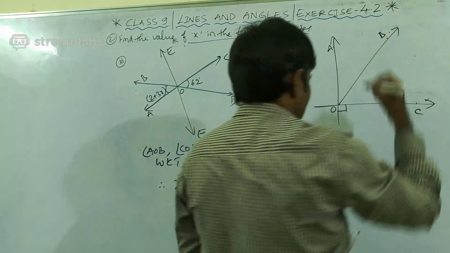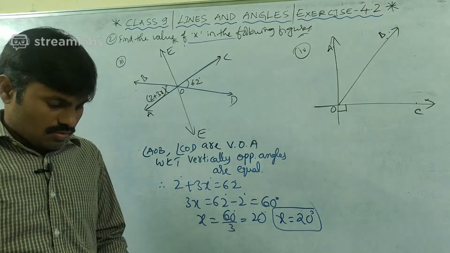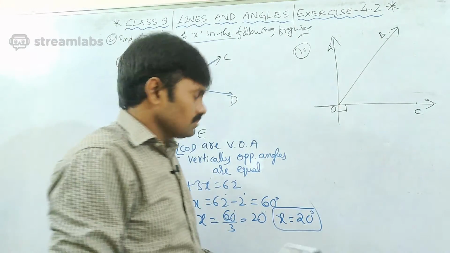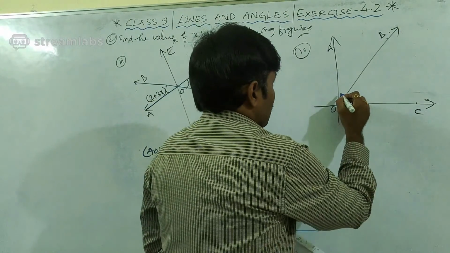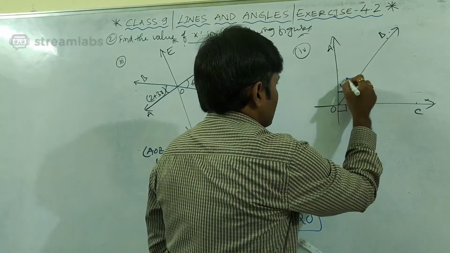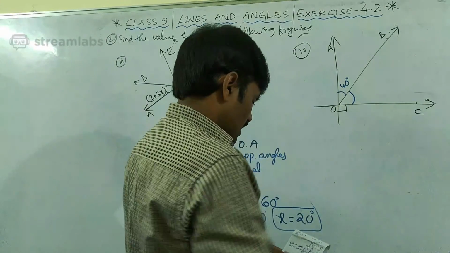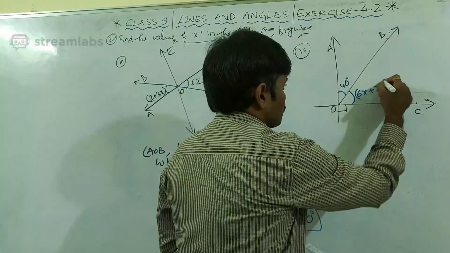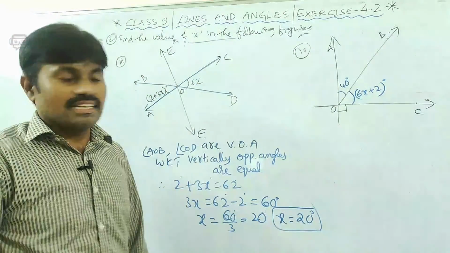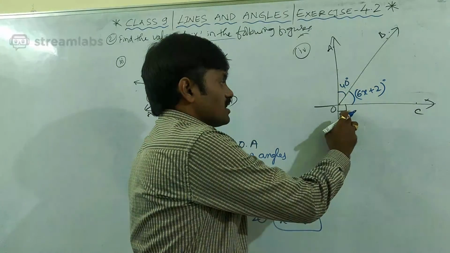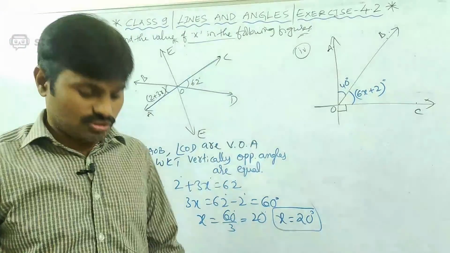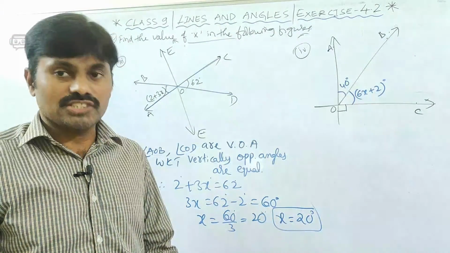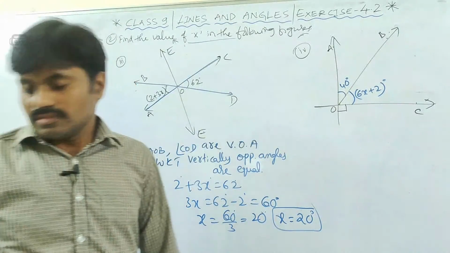It is OB. Okay, I repeat. Here angle AOB is 40 degrees, and angle BOC is 6x plus 2 degrees. Angle AOB is 40 degrees and angle BOC is 6x plus 2 degrees. Then how? Tell me fast.